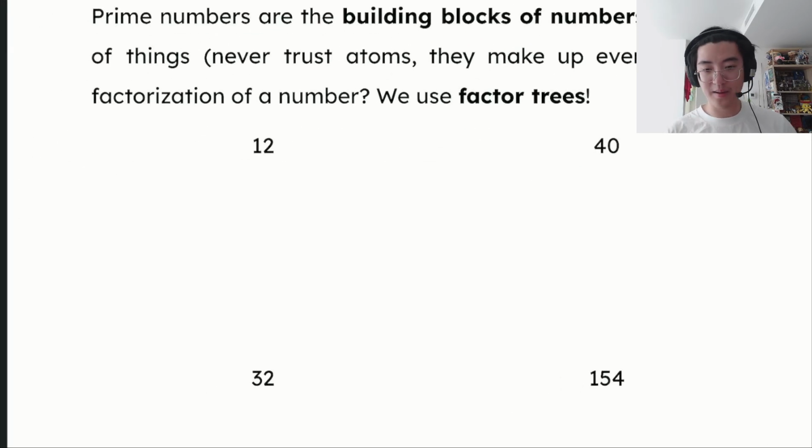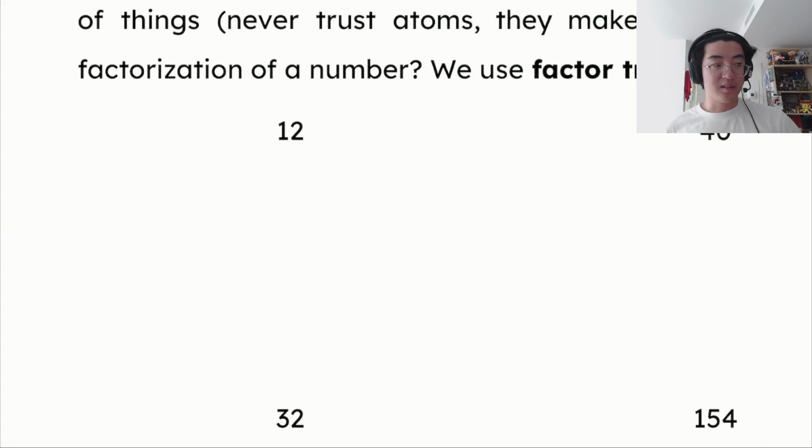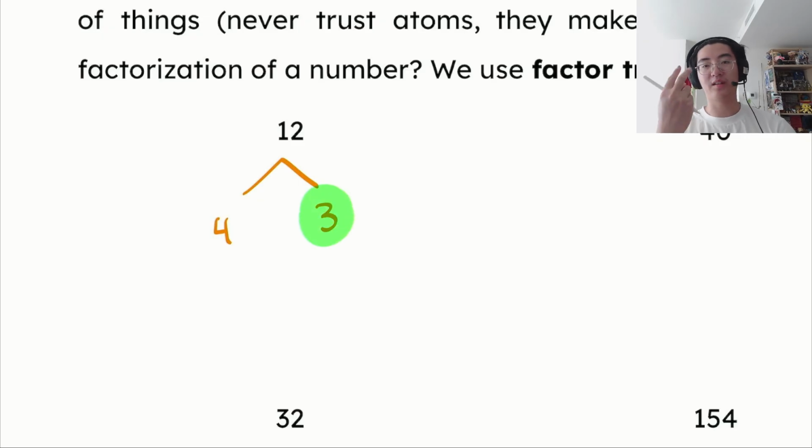Let's take 12 here. Starting with 12, let's take two factors, two numbers that multiply to 12. I can take, let's say, 3 times 4, or 4 times 3, doesn't matter. Then we draw two branches, that's why it's called a factor tree. We're just drawing branches like this. Now we check, are those prime? 3 is a prime number. It is divisible by 1 and 3. That's it.